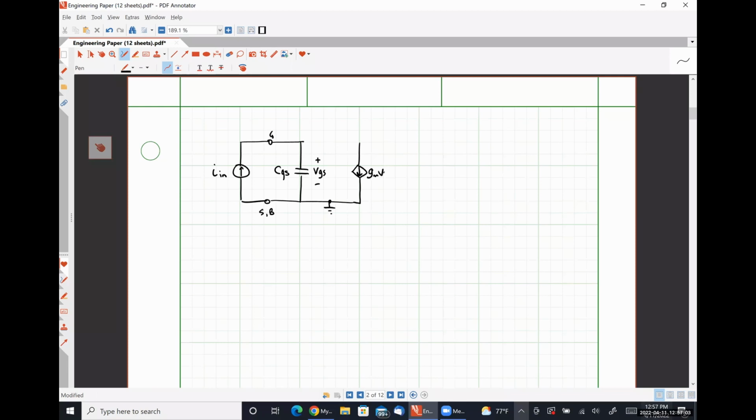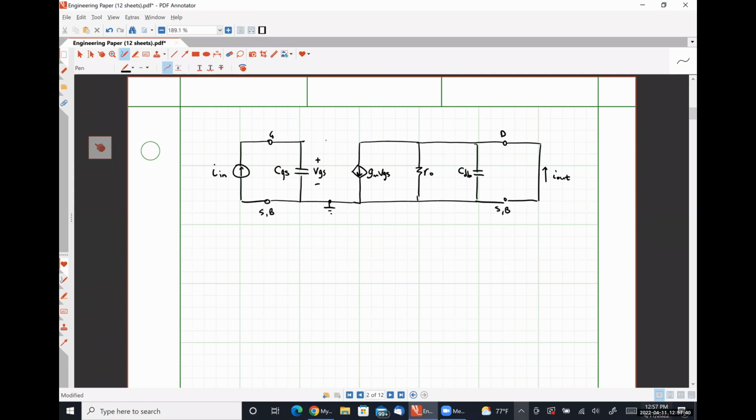Here we have gm VGS in parallel with r0, in parallel with CDB. Here's our drain terminal. This is again our source body, and we're going to short this guy out just like we did for our BJTs. Here is the current I out.